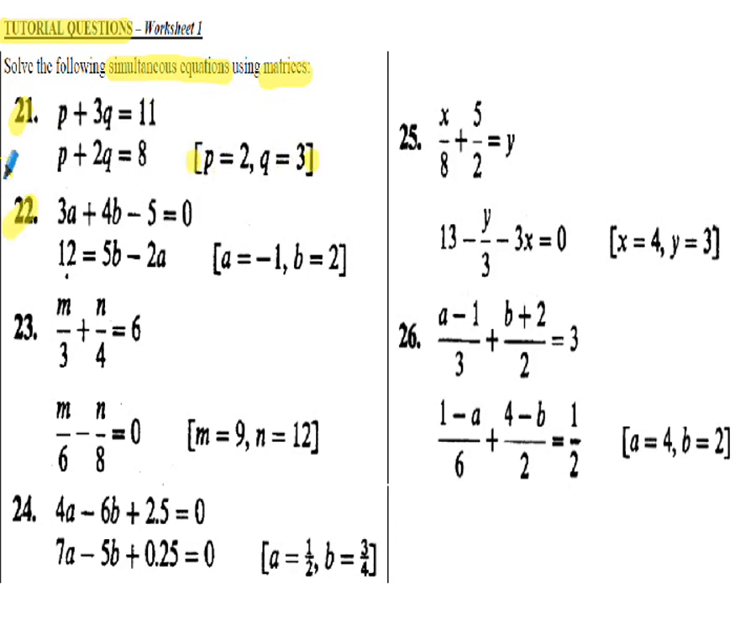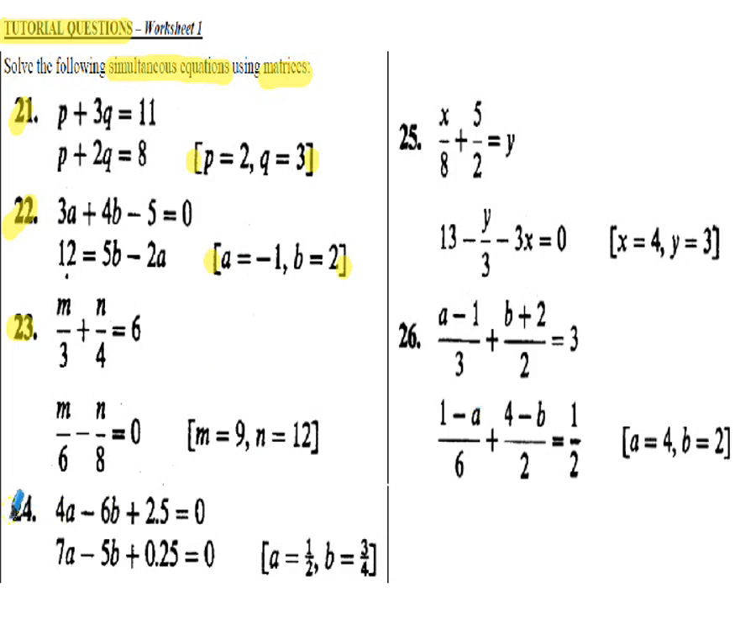In question 22, make sure you initially rearrange the equations to get the a and b unknowns on the left-hand side and all the constants on the right-hand side. Again, the answers are shown in the square brackets. In question 23, you can consider this in fraction form as written, or if you wanted to, you can multiply the two equations by their respective common denominator to eliminate the fractions. I'll leave that to you to decide.